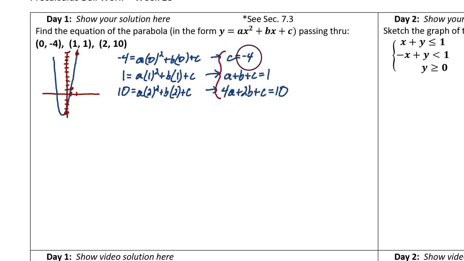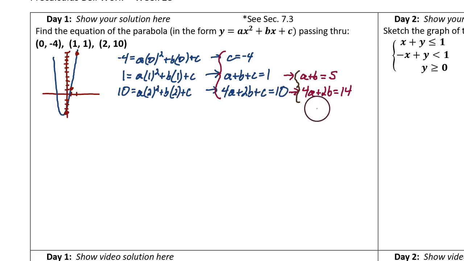But we actually know that c is negative 4. Let's make that substitution into the second and third equation. If c is negative 4, this becomes a plus b minus 4 is equal to 1. And when you add 4 to the other side, it makes equals to 5. Now this equation, when you plug in negative 4 for c, this becomes 4a plus 2b, and then minus 4 equals 10. So when you add the 4, it makes 14. Now we have a system with 2 equations with 2 unknowns.